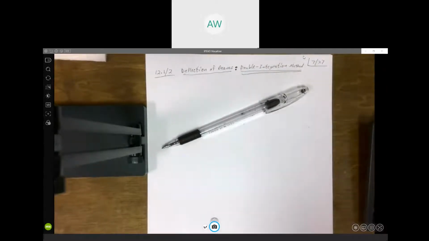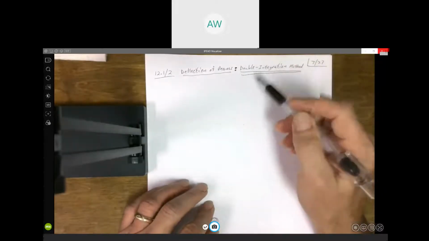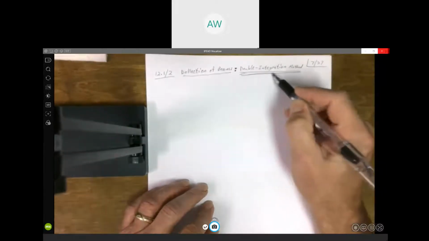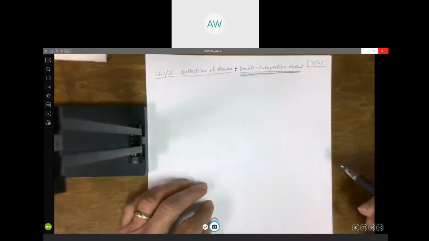We started talking Friday that all of chapter 12 has to do with the deflection of beams. That's really the only thing in chapter 12, but there's a bunch of different methods and ways that we can do this. And I told you Friday we were going to look at two. And the first one of these that we're going to look at is what's called the double integration method.